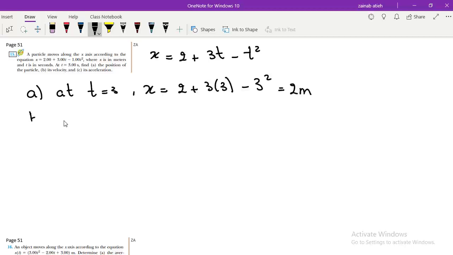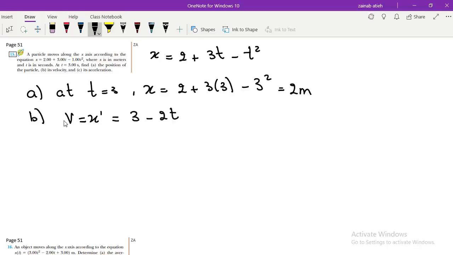Now B, let's find the velocity. To find the velocity at t equals 3, we all know that v equals x prime. I don't substitute 3 into this x. I take the derivative of the original expression, and after that I substitute t equals 3. So v equals x prime, we will get 3 minus 2t.